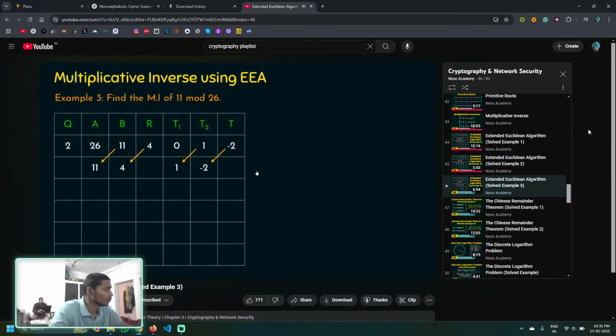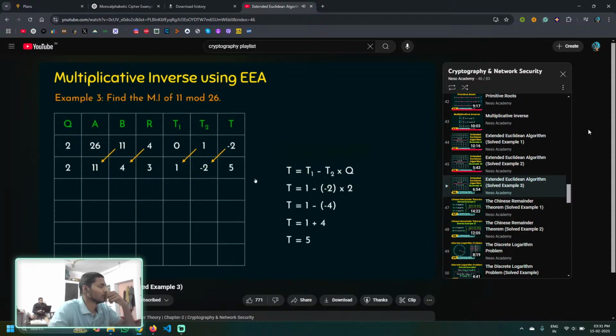Now repeat the same A mod B operation. Now A is 11, B is 4. So when we do this A mod B operation, we get the quotient as 2 and the remainder as 3. And we also compute the value of T is equal to T1 minus T2 into Q. Now we have T1, T2 with their own values, which is 1 and minus 2 respectively. Using this value, we are going to compute the value of T, which is equal to 5 in this case. So I'm just filling 5 against T.